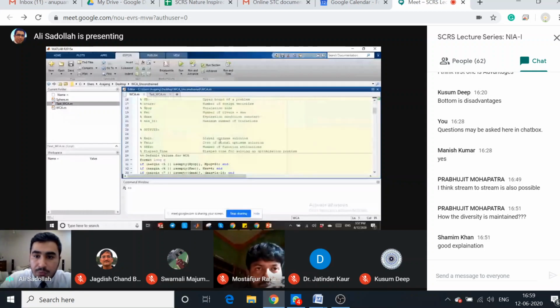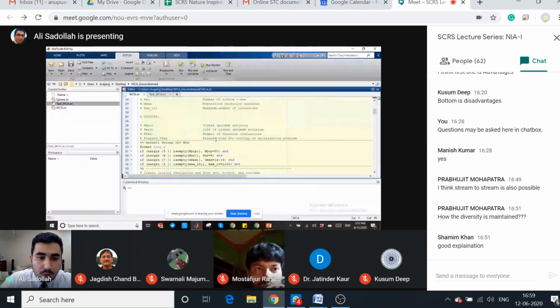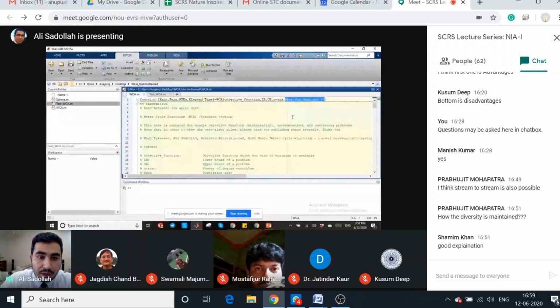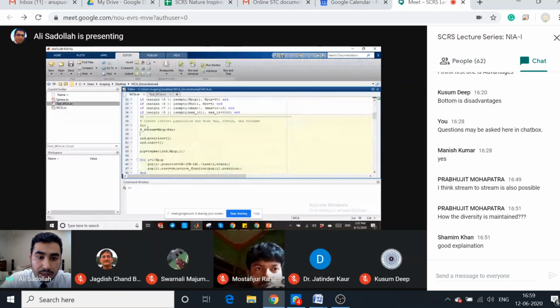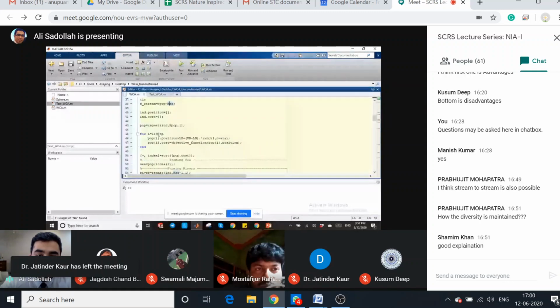So after defining the input parameters, we start the clock with tic. We find the number of streams, number of population minus NSR, and then we form the initial population randomly between the lower bound and upper bound. For each individual, this is the loop, for the number of population, for each individual, just saving the position.